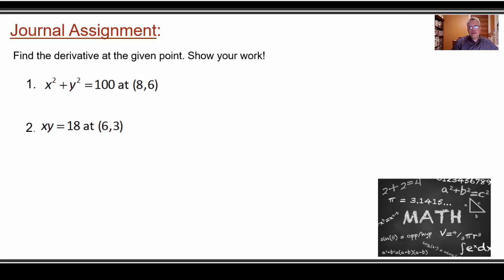Now it's time for the journal assignment. So the ones for a journal assignment aren't too bad. This first one is very much like the first 2 examples. So almost identical. When you take the derivative of y squared, remember that that part is going to be 2y prime. Okay? And then here, you need the product rule to take the derivative of that. So take the derivative and solve for y prime.